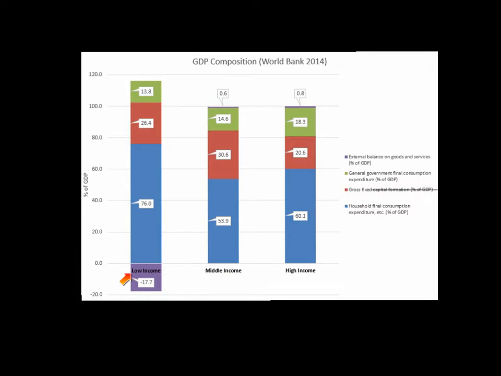If we look at the low-income economies over here on the left, you can see now theirs looks very, very different. Firstly, obviously, it does go over 100 here, but that is cancelled out by the fact that they have such a big negative on the external balance of goods and services. So we'll start with that. So why do developing low-income economies tend to see a very substantial external deficit?